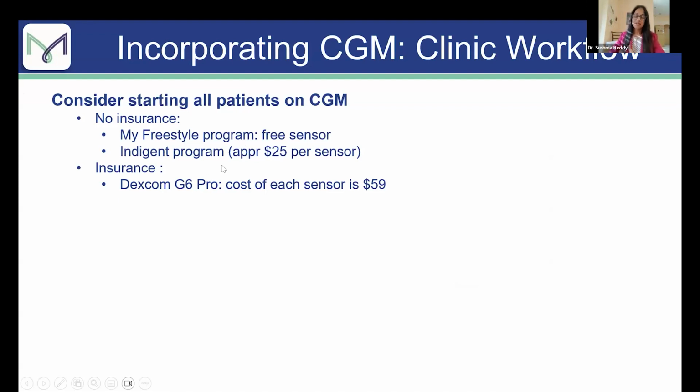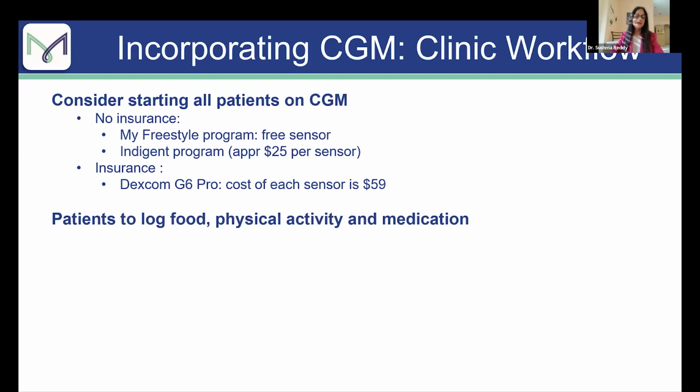And if your clinic has some grant money, you can do a grant program through Abbott, and I'm happy to make that connection for you if your clinic is interested, where you'll be able to obtain sensors for $25 each that you can give to patients who have no insurance. If your clinic does have some Medicaid or Medicare patients, you could buy one of the professional CGMs. An example is the G6 Pro, where the cost of the sensor is only $59 and there is reimbursement for it. So then you have the patients do this as a science experiment.